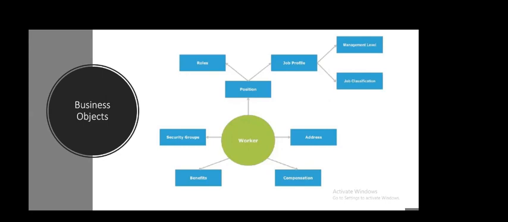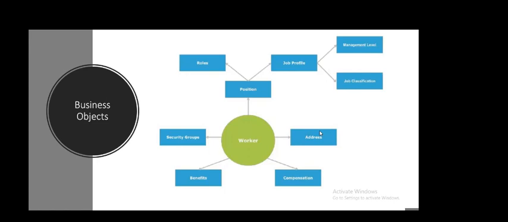The beautiful thing about business objects is that everything is connected to other things also. For example, in this photo, you can see worker. Because this is in green, I'll consider worker as the primary business object, and any and every other business objects are the related business objects. So we have a concept of PBO, that's primary business object, and related business objects, RBO. With respect to worker, position is a related business object.